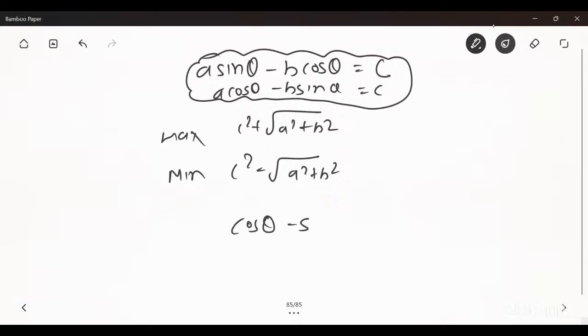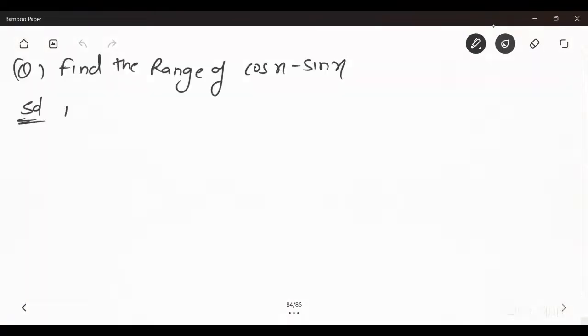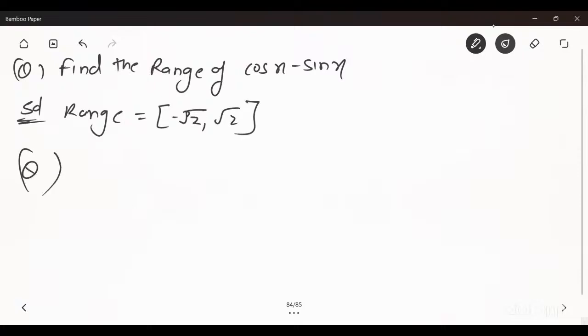Question is cos theta minus sin theta. Nothing is given, so c is 0, a is 1, b is 1. So the maximum value will be 0 plus under root 1 square plus 1 square, that means under root 2. And minimum value will be 0 minus under root 1 square plus 1 square, so minus root 2. So the range will be equal to minus root 2 to root 2. Okay. Now come to the next part.